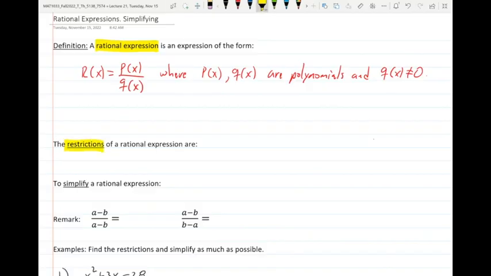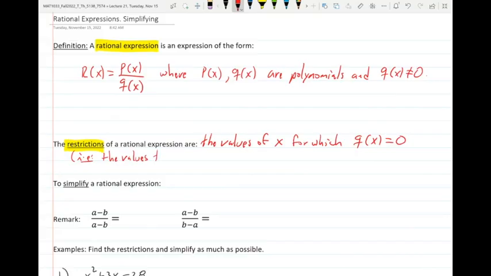So let me write that down. The restrictions of the rational expressions are the values of x for which the denominator equals zero, okay? So values of x, i.e. the values that make the denominator zero.